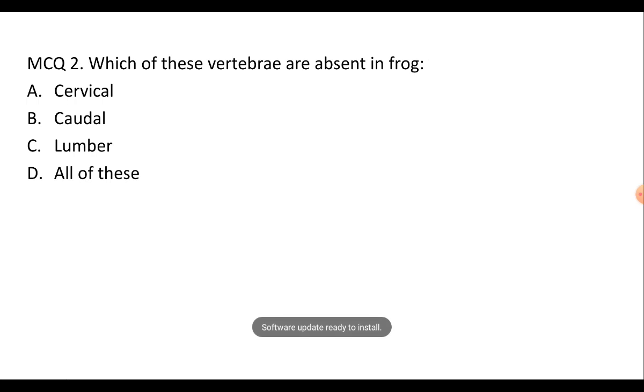The second question is, which of these vertebrae are absent in frog? Cervical vertebrae, caudal vertebrae, lumbar vertebrae, or all of these? The answer is D. Yes, the frog endoskeleton doesn't have cervical vertebrae, caudal vertebrae, and lumbar vertebrae. That is why the frog endoskeleton is extremely short in length. The answer is D.